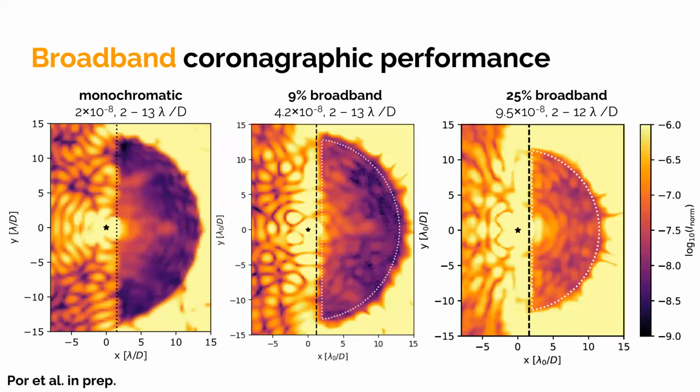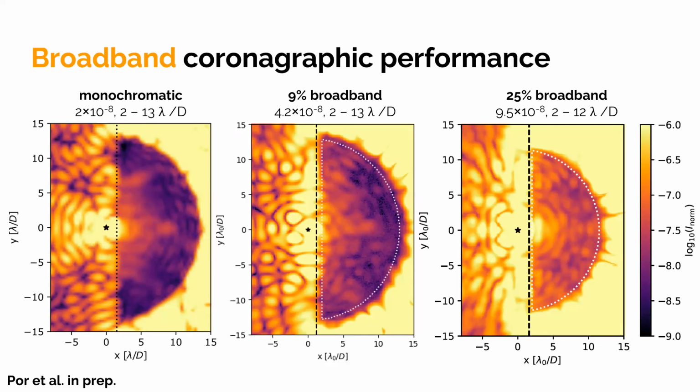So on the left, monochromatic performance, 2 × 10⁻⁸ performance from 2 to 13 lambda over d. So really showing 10⁻⁸ performance at that inner working angle of 2 lambda over d, and showing the progression towards broadband images with a 25% image on the right, showing just below 10⁻⁷ performance, all the way from 2 to 12 lambda over d.